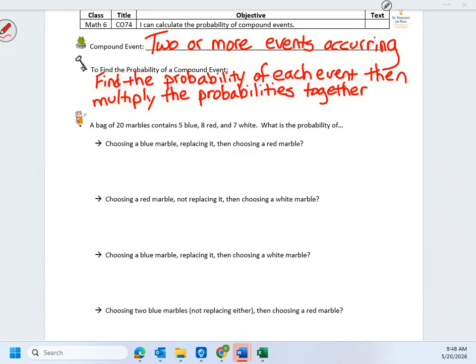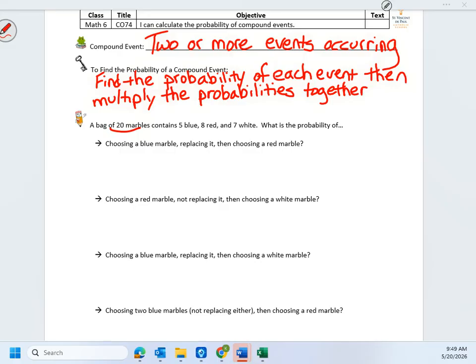So let's look at what that means. We're going to take what we did yesterday, and we're going to look at what events we all have happening. Yesterday we had 1 event happening. What's the probability of picking a red marble out of the bag? Okay, so we're going to look at that, and then we're going to see how many events we have happening, and we're going to do that probability fraction for each event. Then we multiply it. So we have a bag of 20 marbles.